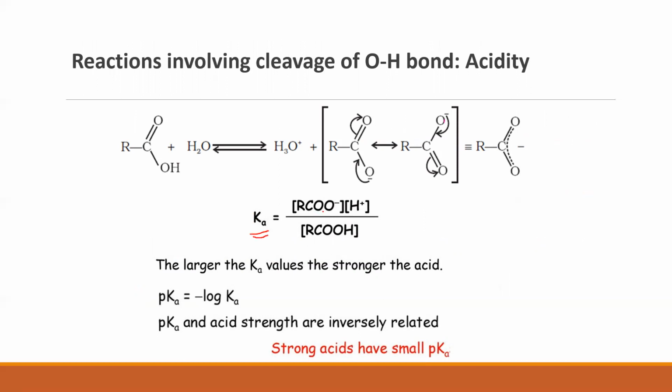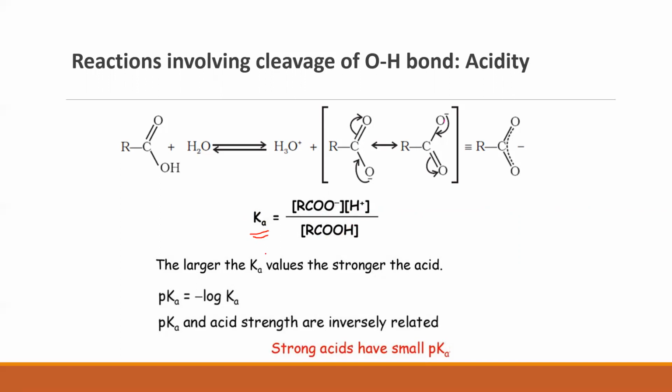I will have the product of concentrations of products divided by the concentration of the reactants. Clear? So I have active mass of RCOO minus into active mass of H plus divided by active mass of RCOOH. This relationship is called Ka. Ka is nothing but the equilibrium constant with respect to an acid. So what is Ka? Equilibrium constant with respect to an acid.